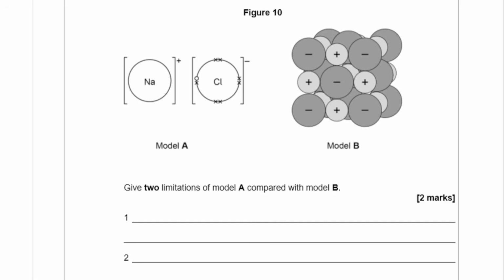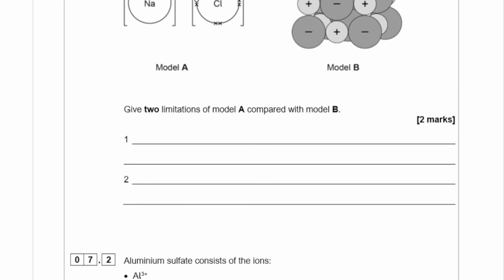So in model A, you've got the ions, just showing the formula. In B, it shows the 3D structure. Give two limitations of model A compared with model B. So we have to talk about model A, not B.